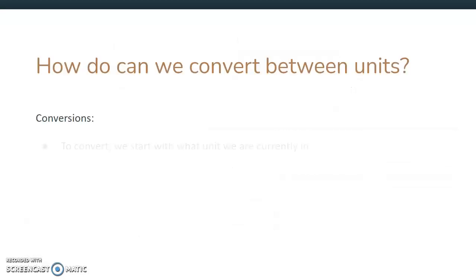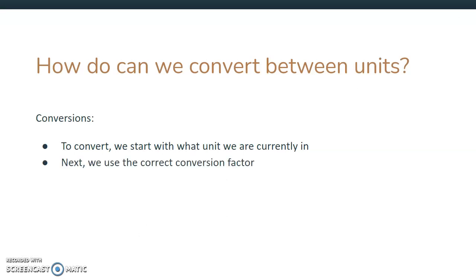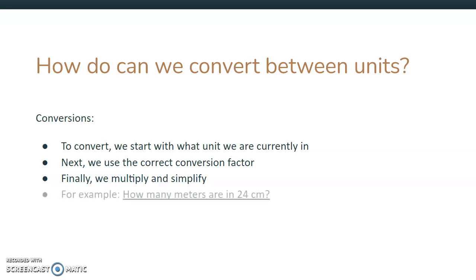So, how can we convert? First, again, we want to start with the unit we are currently in. So start with what we're given. Next, we want to use the correct conversion factor, and then we simply multiply and divide. So our question is, how many meters are in 24 centimeters? We're given 24 centimeters, so we're going to start with centimeters. Then we need to use our conversion factor to get from centimeters to meters, and then multiply.